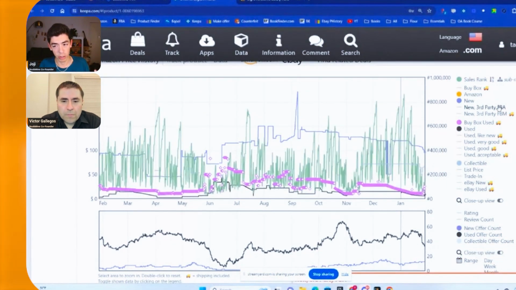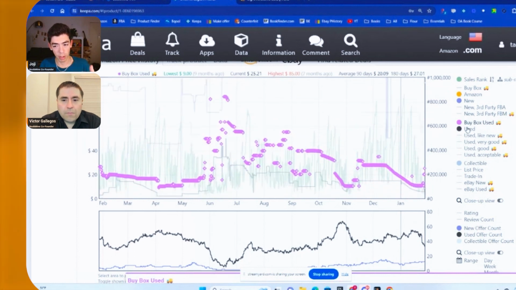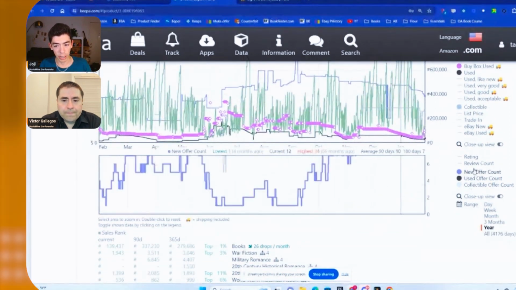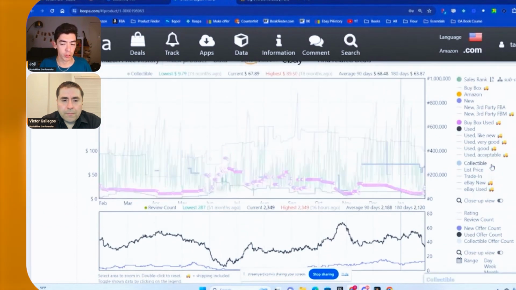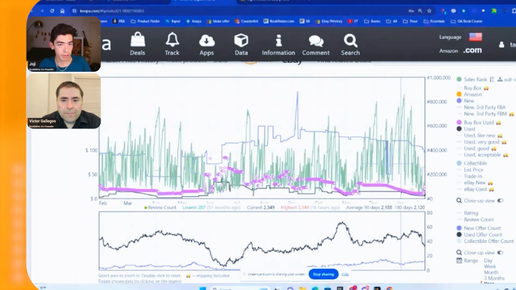Whenever I open one, this is what I'll see: sales rank, Amazon, the third-party new price, the buy box used price, the used price, the collectible price, and the new, used, and collectible offer count. And actually, sometimes I have ratings and reviews, but not all the time. So just from first glance, Victor, are those things that you also have as your default? Are those similar?